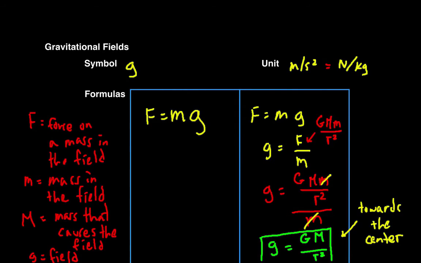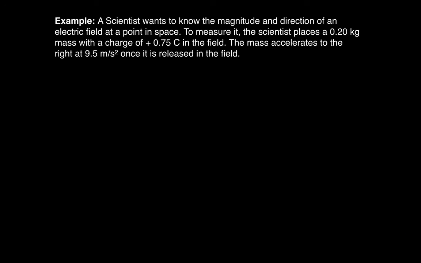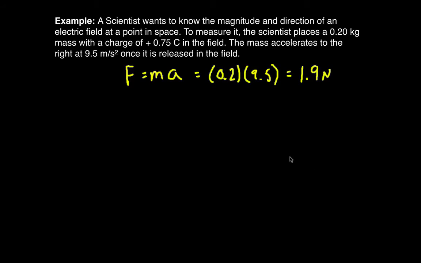is negative or positive. Example: a scientist wants to know the magnitude and direction of the electric field at a point in space. To measure it, the scientist places a 0.2 kilogram mass with a charge of positive 0.75 coulombs in that field. The mass accelerates to the right at 9.5 meters per second squared once it is released in the field. To calculate the electric field at that point, we need the force. Force can be calculated with Newton's second law, F equals ma, where the mass is 0.2 and the acceleration is 9.5. This gives us a force of 1.9 newtons experienced by that mass in the field.